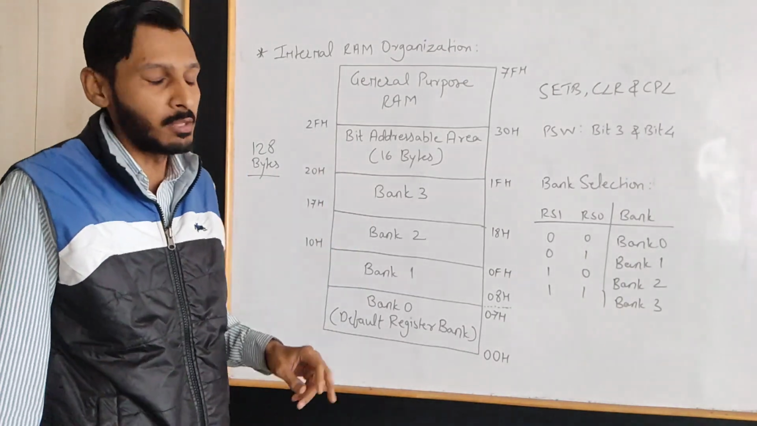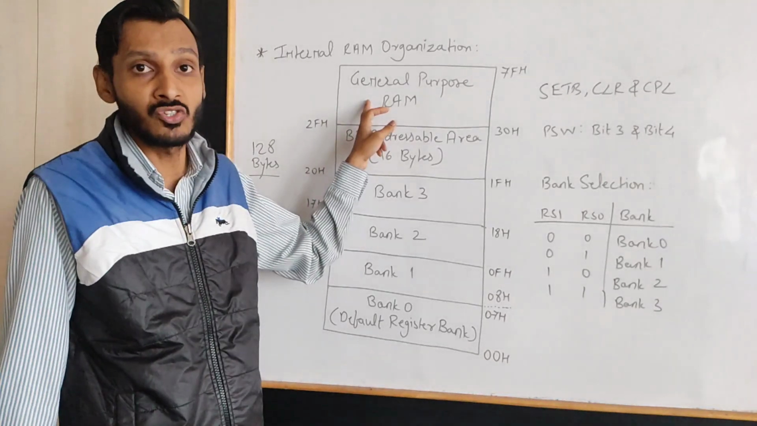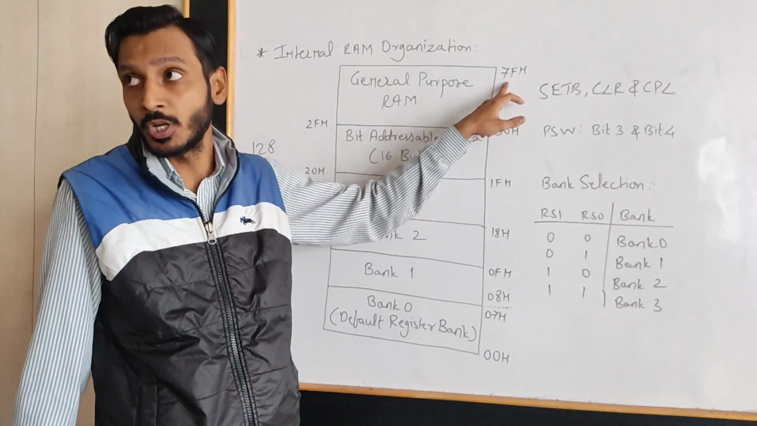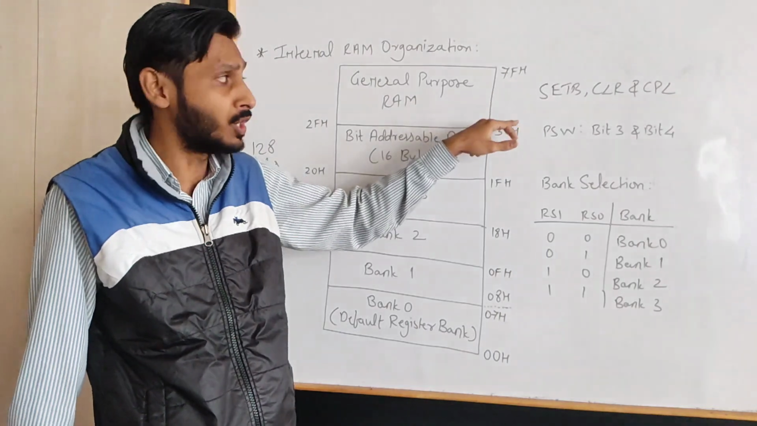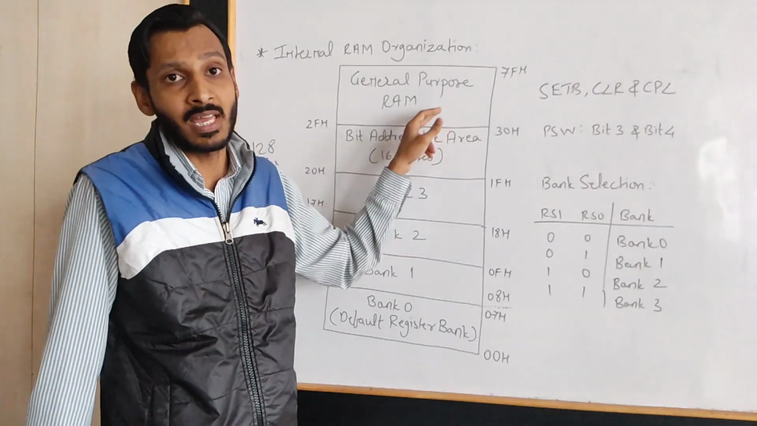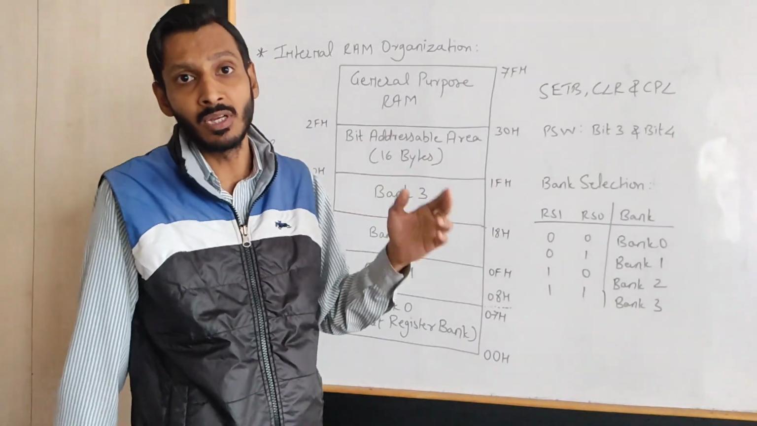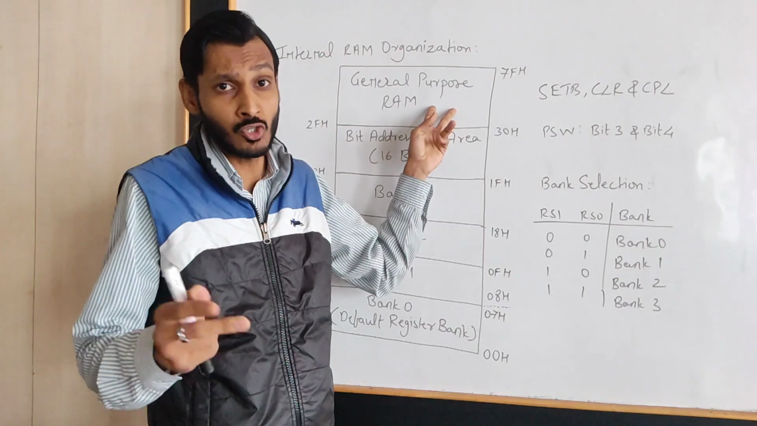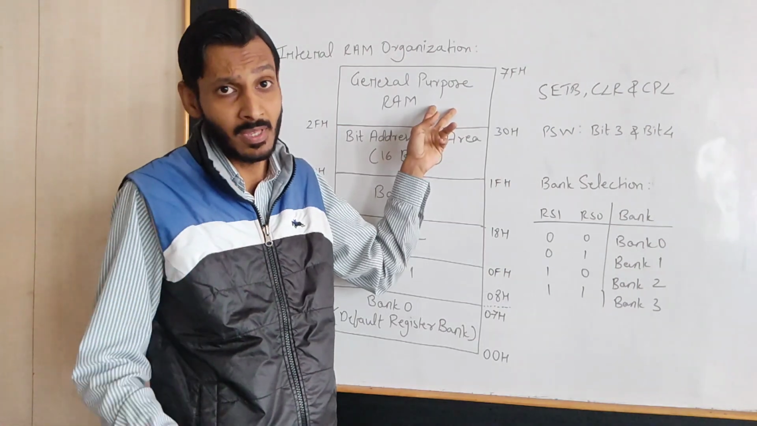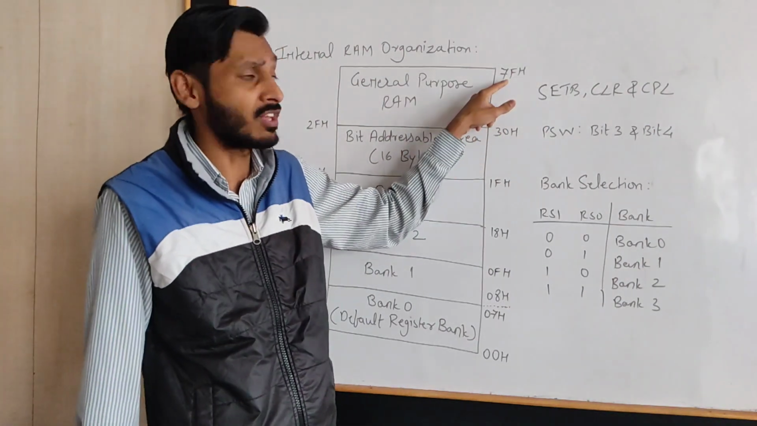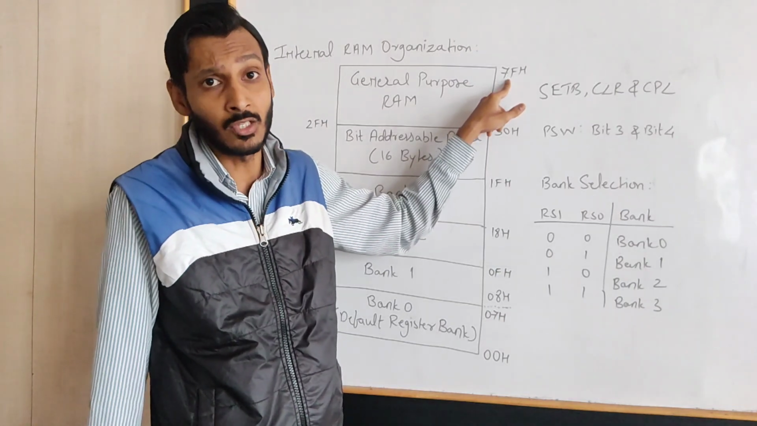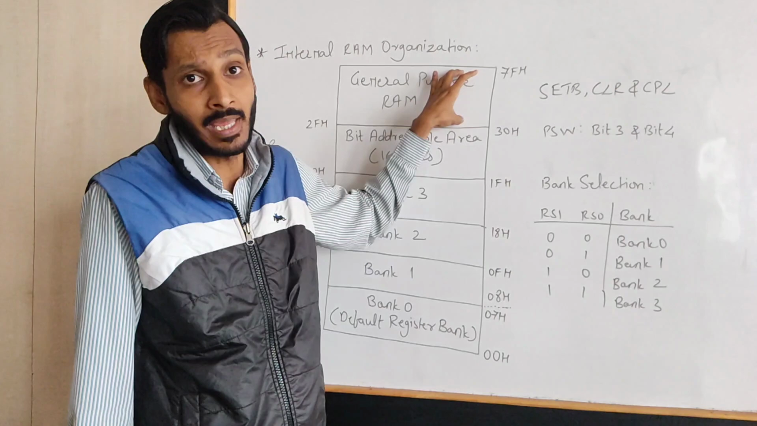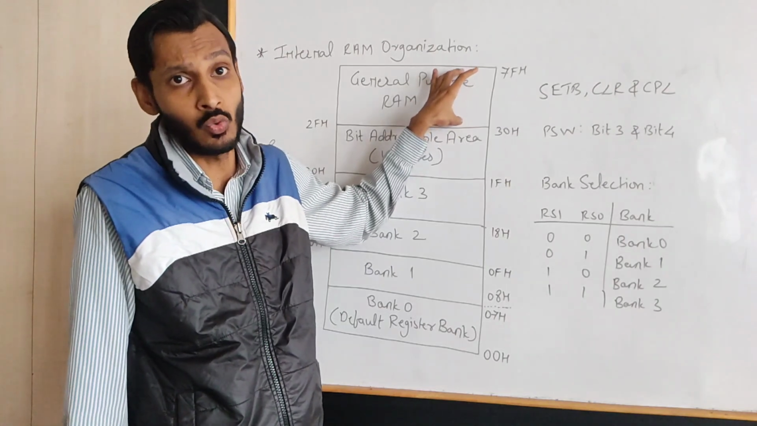Then at last, the remaining area is general purpose RAM. This general purpose RAM is at address locations 30H to 7FH. General purpose RAM means this area is given by the manufacturer to the user, so here you can do anything. Approximately, it is 80 bytes of RAM area allocated to the user, and you can do anything over here.